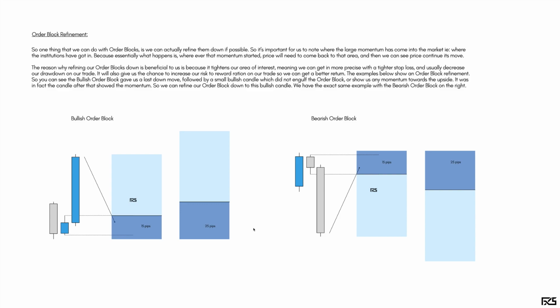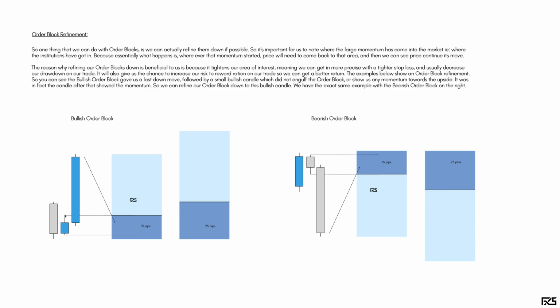Now, the examples below show an order block refinement. So let's start on the bullish order block. This is the last down move before the up move, so this would be our order block. But you can see the candle that followed this one is a bullish candle, but notice how it's not showing any momentum or any progression in the market. It hasn't engulfed this order block, meaning it hasn't closed above, showing that momentum. It was in fact the next candle that showed that momentum and engulfed this candle.